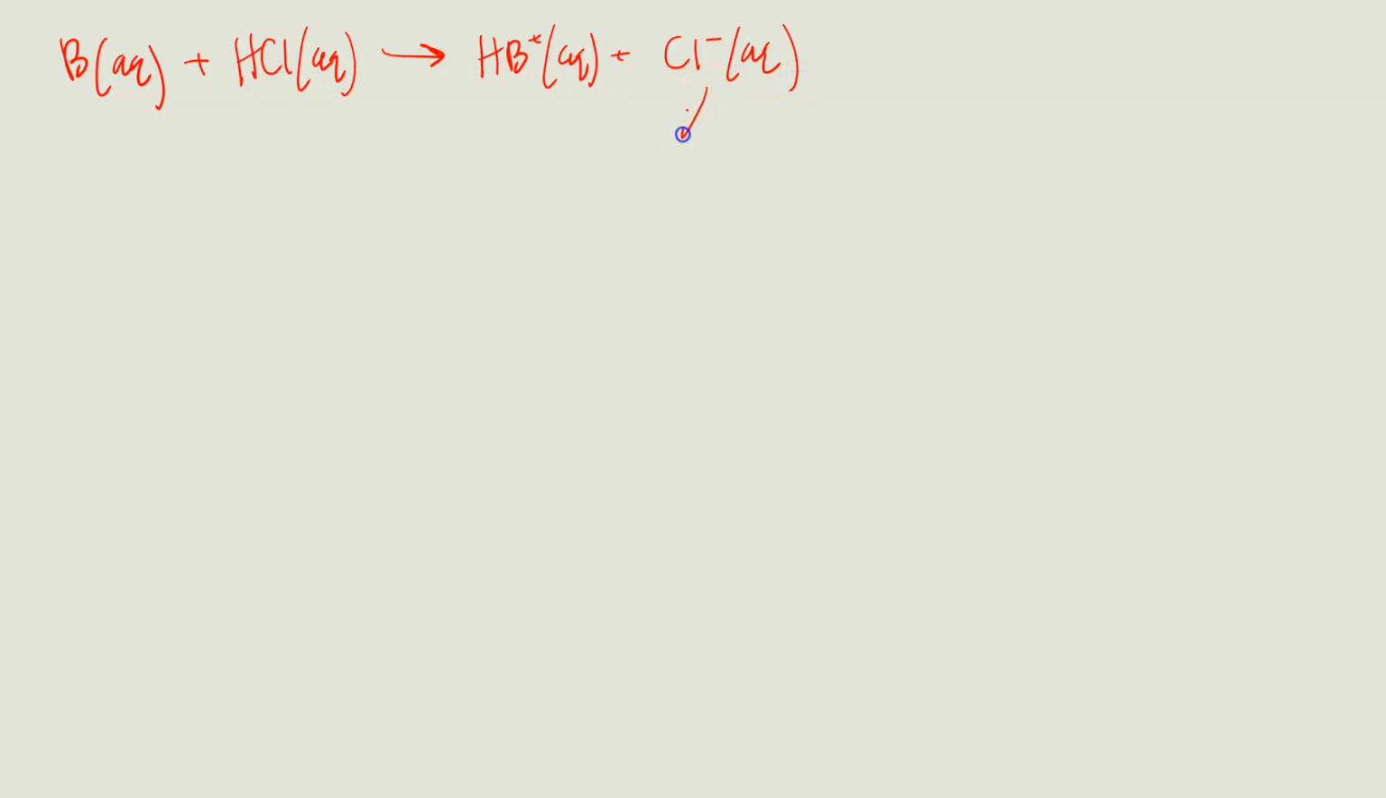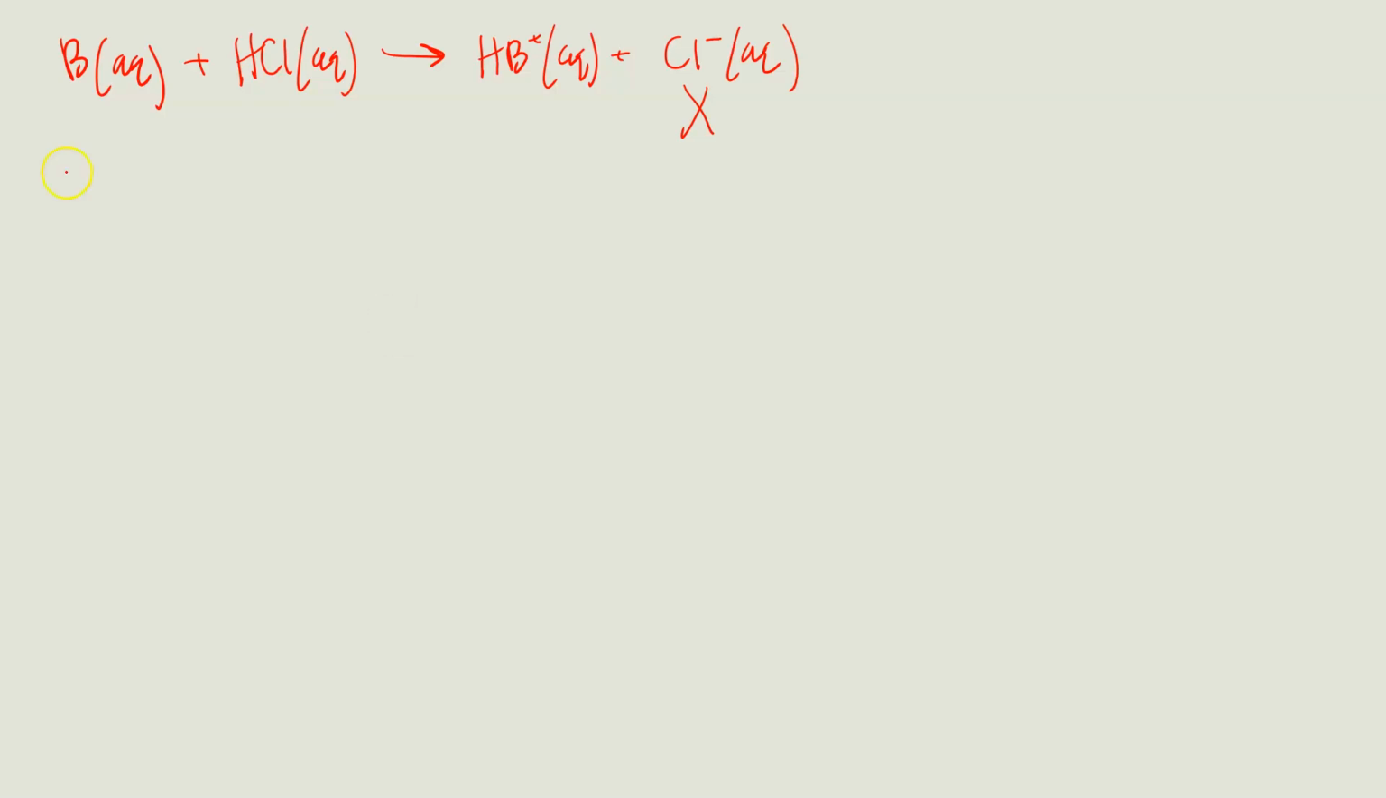For this lab, it's an unknown weak base, so we're just going to call that B, reacting with a strong acid, hydrochloric acid, and when this reacts, we're going to see the base accept its proton. So this is what we're going to see now. The chloride is neutral, so it's not reacting.